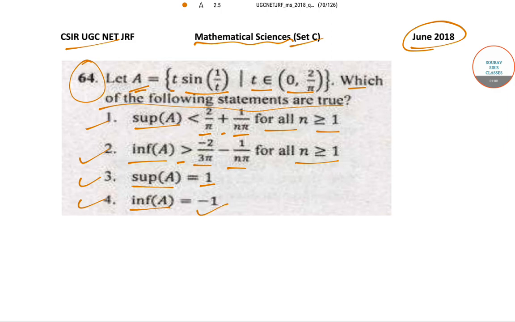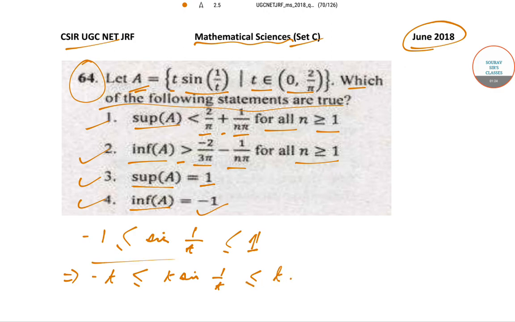So now we know that sine of 1 by t will always lie between minus 1 and 1. So now if you multiply t on both sides, this will give us minus t is less than or equal to t sine of 1 by t, which is less than or equal to t. So this is the relation that we are looking for, and also t belongs to the set (0, 2 by pi].